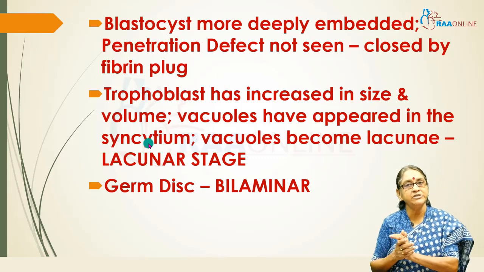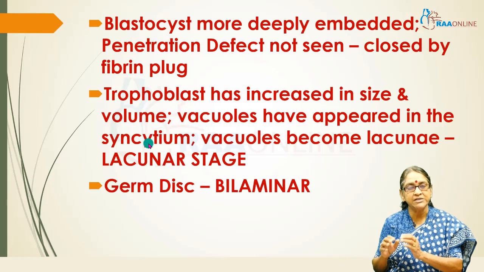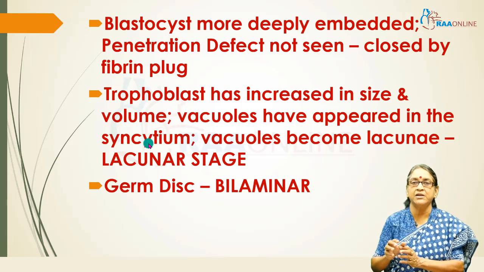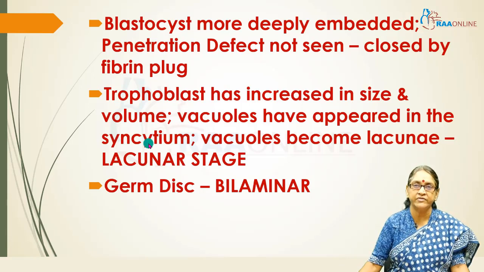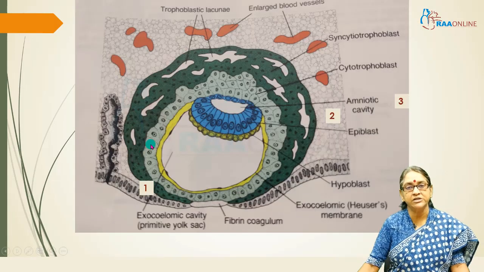Component 3, what happens? The germ disc remains bilaminar, but the amniotic cavity has already made its appearance. So let us look at this picture now. Slightly different from what we had studied earlier. You find the cytotrophoblast here. You find the mitotic divisions that I was talking about.